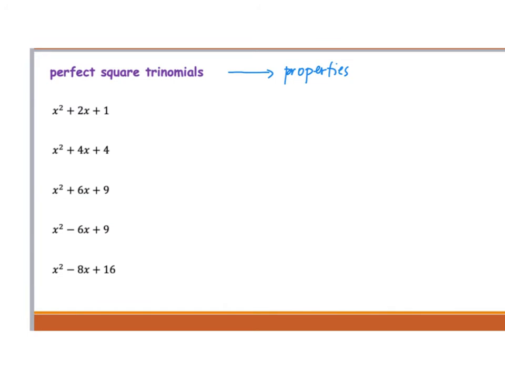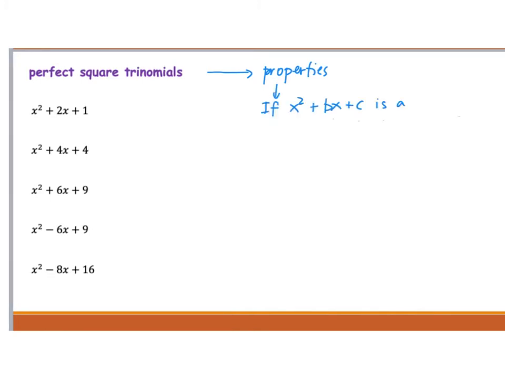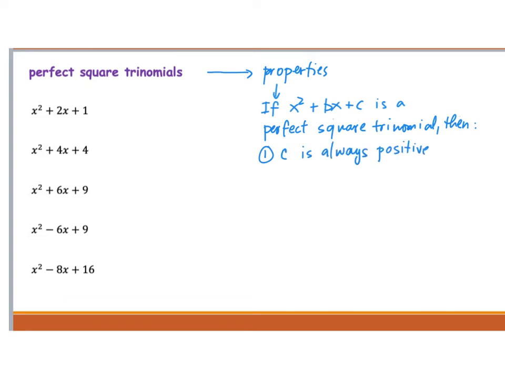Let's look at other properties or patterns in perfect square trinomials. But first, let's write that first observation down. So if x squared plus bx plus c is a perfect square trinomial, then as we have discussed earlier, the last term c is always positive. There's another pattern for c that has something to do with b, which is the coefficient of x.